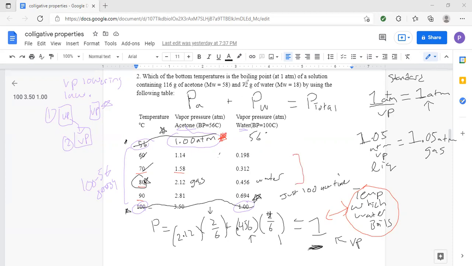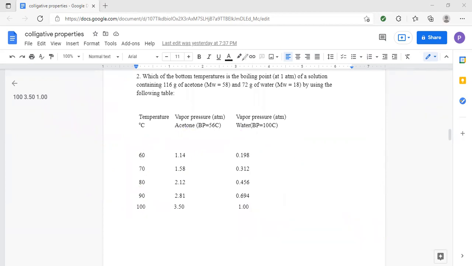And that's why it's called the vapor pressure lowering law. Because as you can see, water's vapor pressure was lowered by adding acetone in it. And of course, acetone's was made higher, but we are just looking at it from one perspective. Let's do a more standard question.